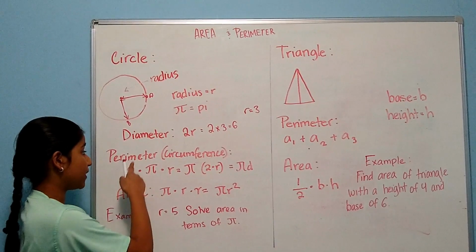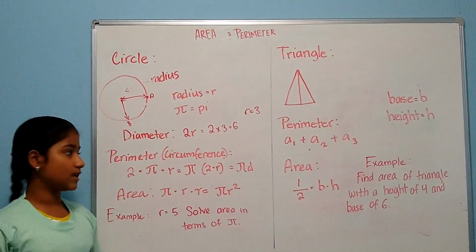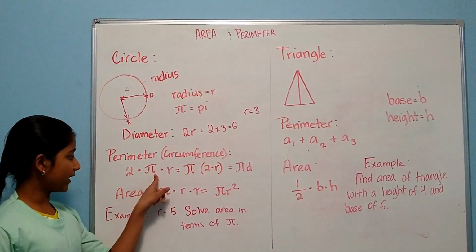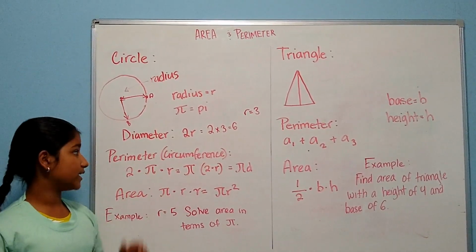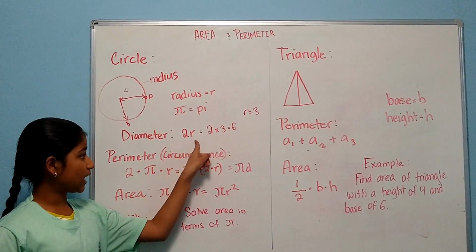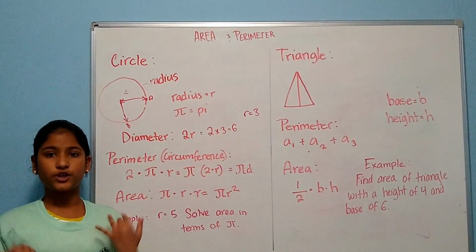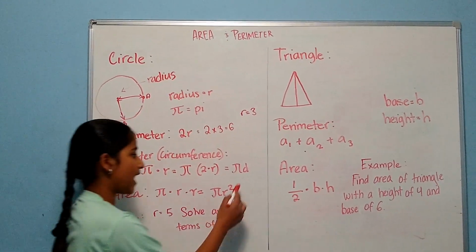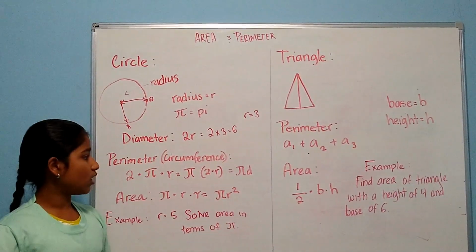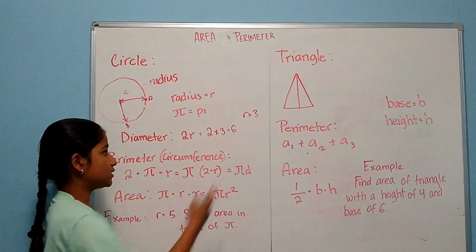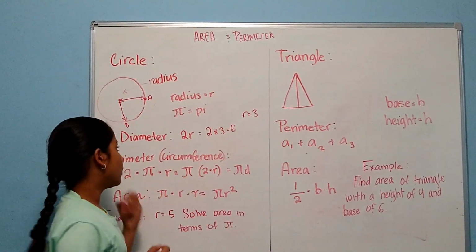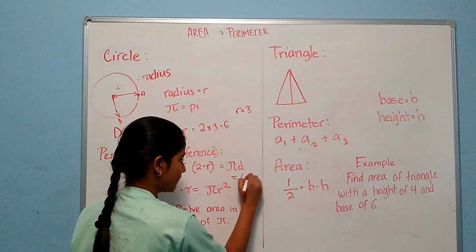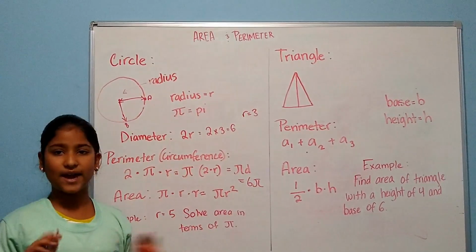Now let's learn about the perimeter, or the circumference, as we call it in the circle. The circumference is basically 2 times pi times r. And we know that the diameter is 2 times r. So we can conclude that 2r is equal to d. So the perimeter, or the circumference, is actually pi d. So let's say that our radius is 3. We know that our diameter is 6. So this would be 6 pi. And you can leave pi as it is.